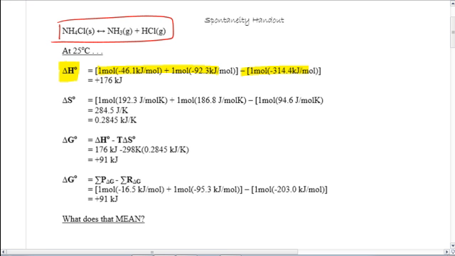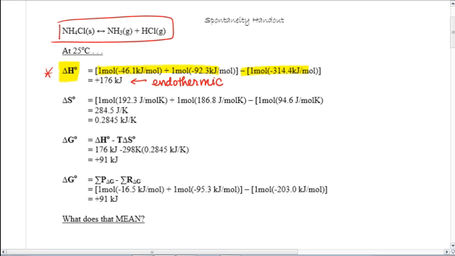So this first one, you already are familiar with taking the sum of the products minus the sum of the reactants. And so we get this value, positive 176 kilojoules. What does that tell you about this reaction? Which one is it? Endothermic. So this is an endothermic reaction.